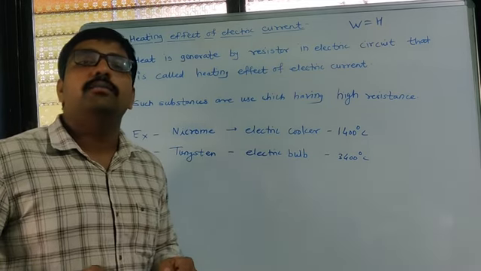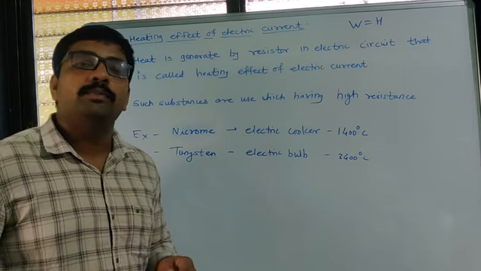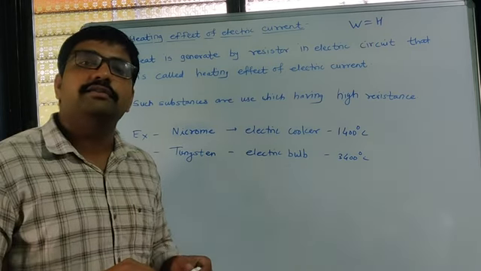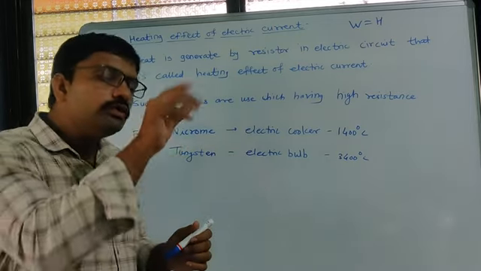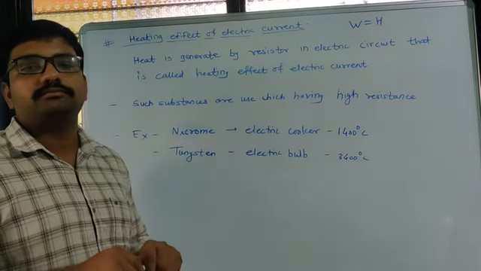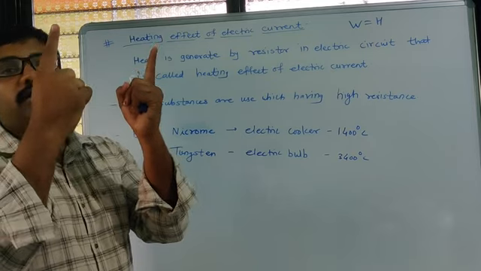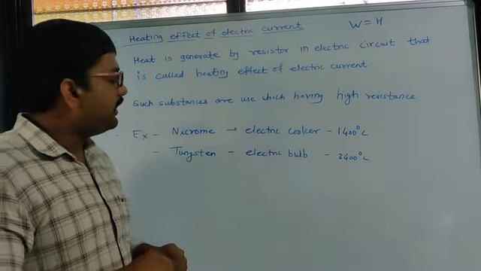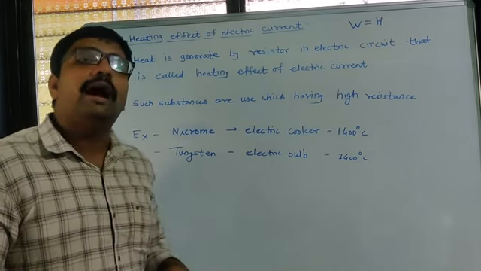Okay, then the next substance is tungsten. In the bulbs that we use in our homes, we see a very small wire of tungsten is used. Due to the passing of electric current, the two terminals of the bulb are connected by this small tungsten wire, and it also has very high resistance.